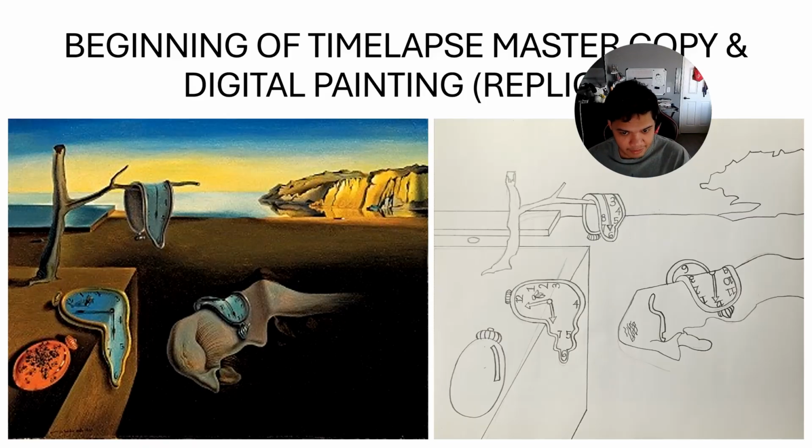the time lapse master copy and digital painting replica. This is what I picked for the famous historical artwork, The Persistence of Memory, the melting clocks, and here's my replica sketch on the website.